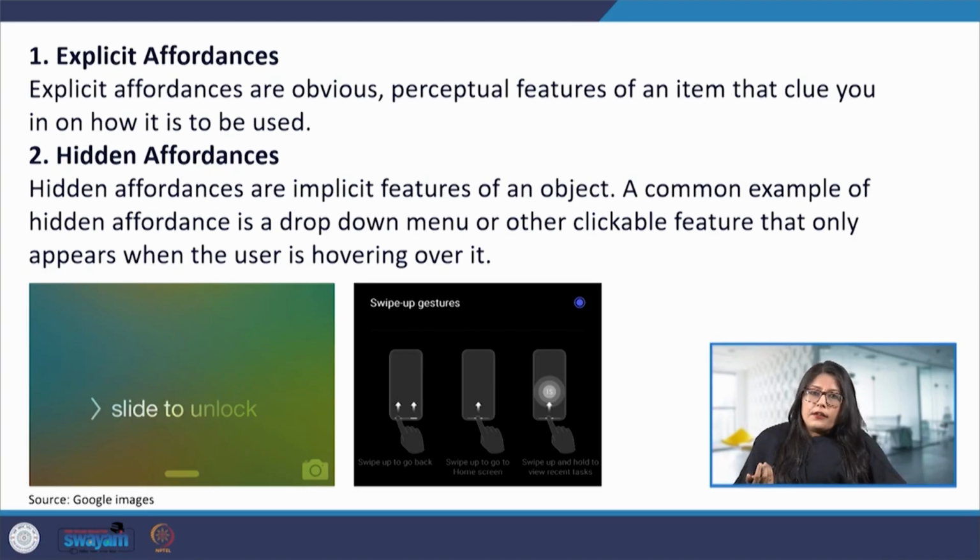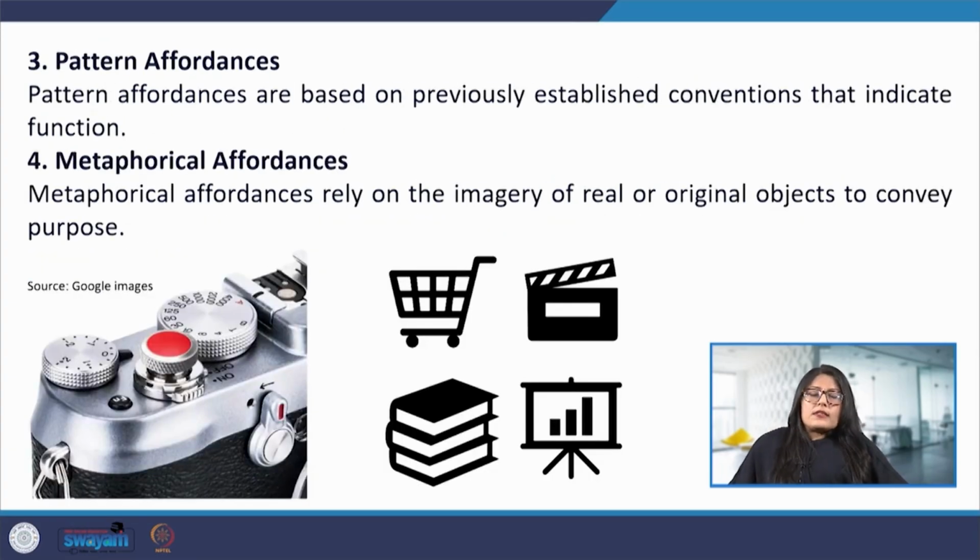The other is the hidden affordances. Now, these affordances are not explicit, they are not out there in the open. So, the user needs to hover in a certain area or move the mouse or click somewhere so that the other options will open up. So, here this is an example of when the user is required to unlock the phone with the swipe up gesture.